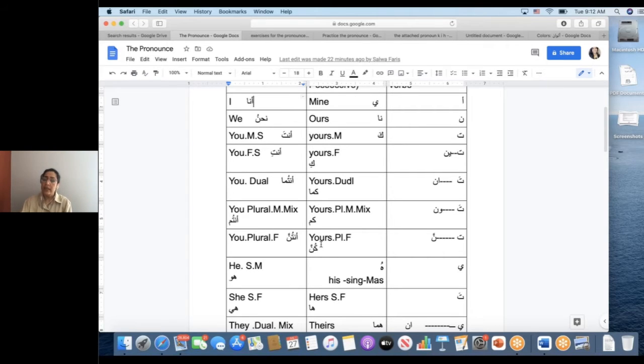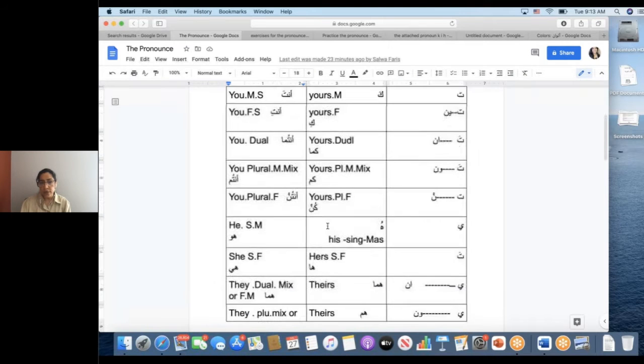And to make it easy for you, with anta, anti, antuma, antum, antunna, there is no kaf. But now you know there is kaf in the ownership situation. With anta and anti, just kaf fatha and kaf kasra. For the rest, add kaf and the last two letters, kuma. Kaf and the last letter, kum. Kaf and kun.